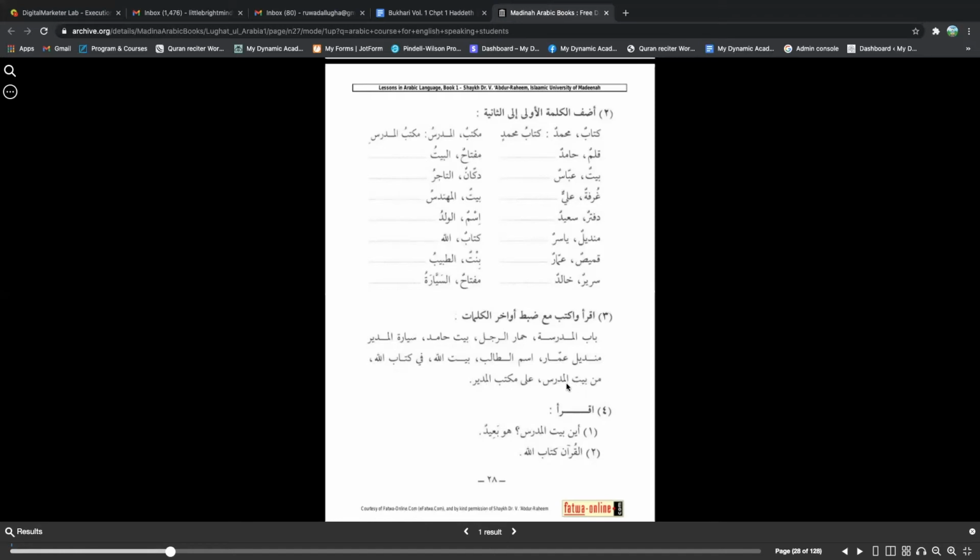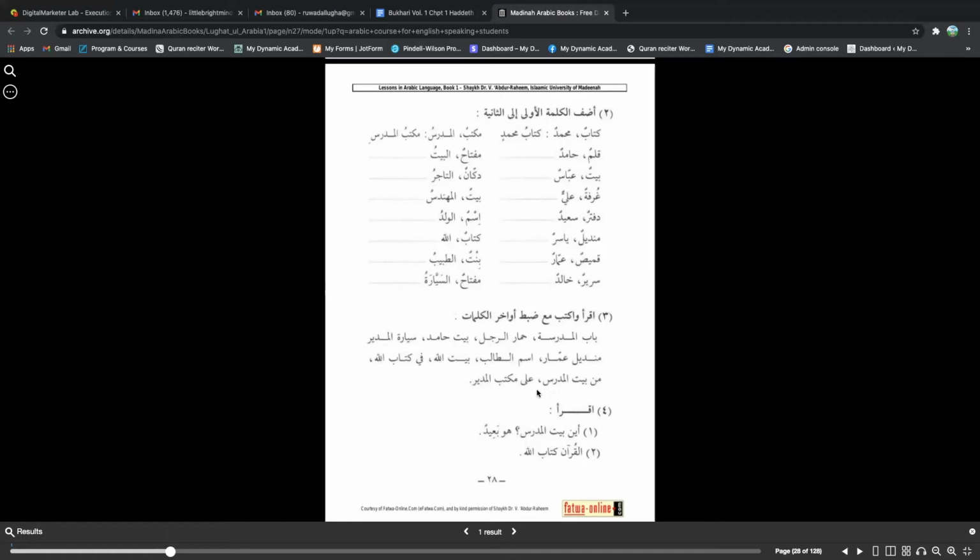In the idafah construction, if the min is not there, and you just have bait and mudarris, it would be baitun mudarrisi, right? But since we have min, the ta can no longer have a dhamma. It becomes majroor because of min. So you have to say min baitil mudarrisi, from the teacher's house.